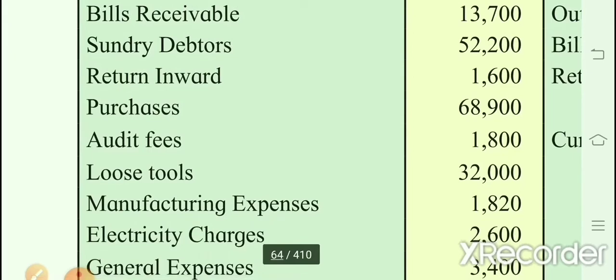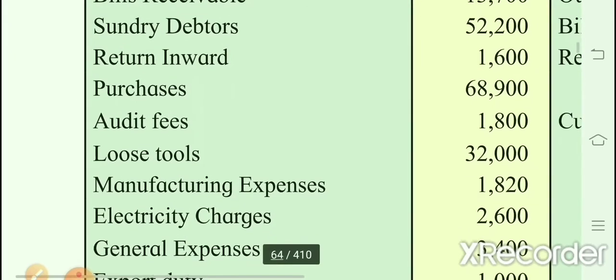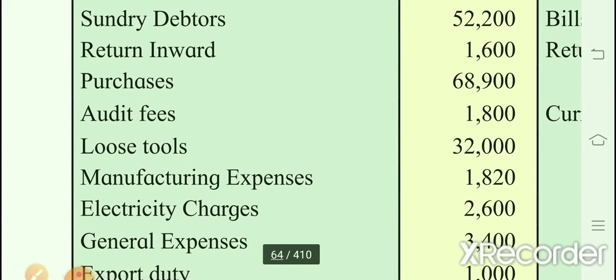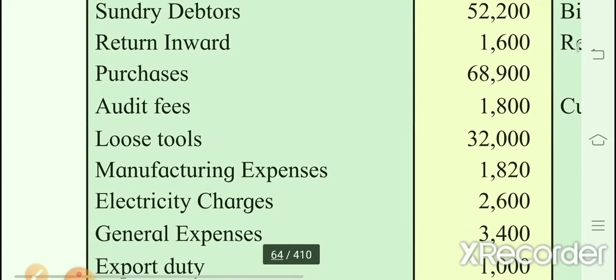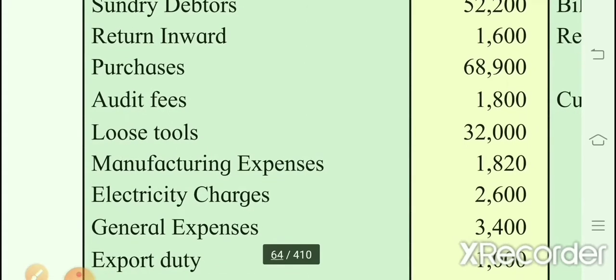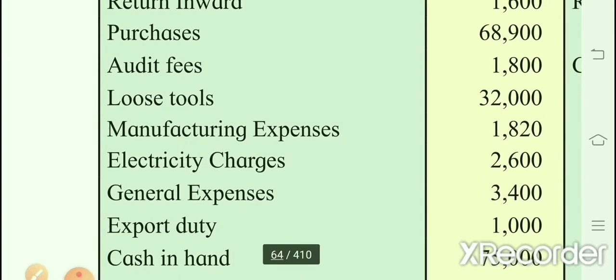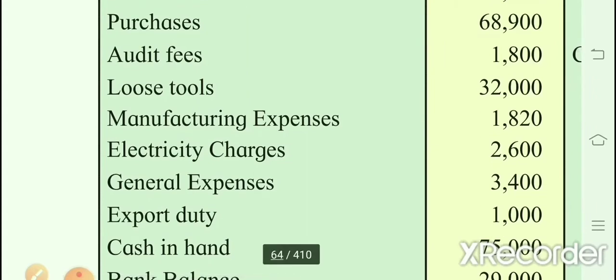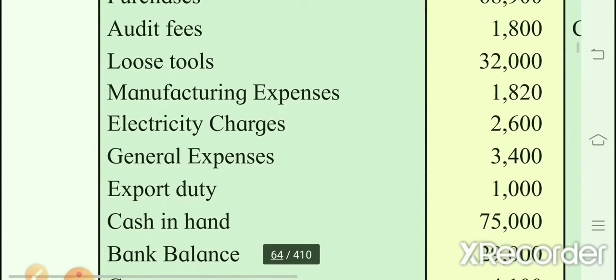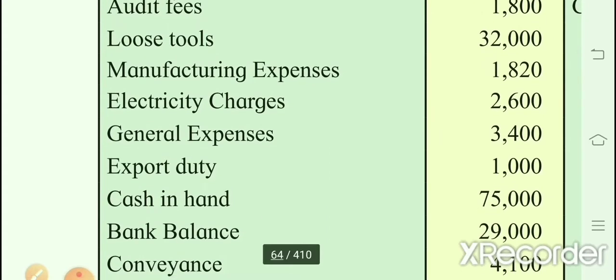Next is purchases 68,900. It will be written on debit side of trading account. Then audit fees 1,800. We will write this item on debit side of profit and loss account. There is the adjustment, so write the amount on inner column. Loose tools. It will be written on asset side. Manufacturing expenses, debit side of trading account. Electricity charges, debit side of profit and loss account. General expenses, debit side of profit and loss account.